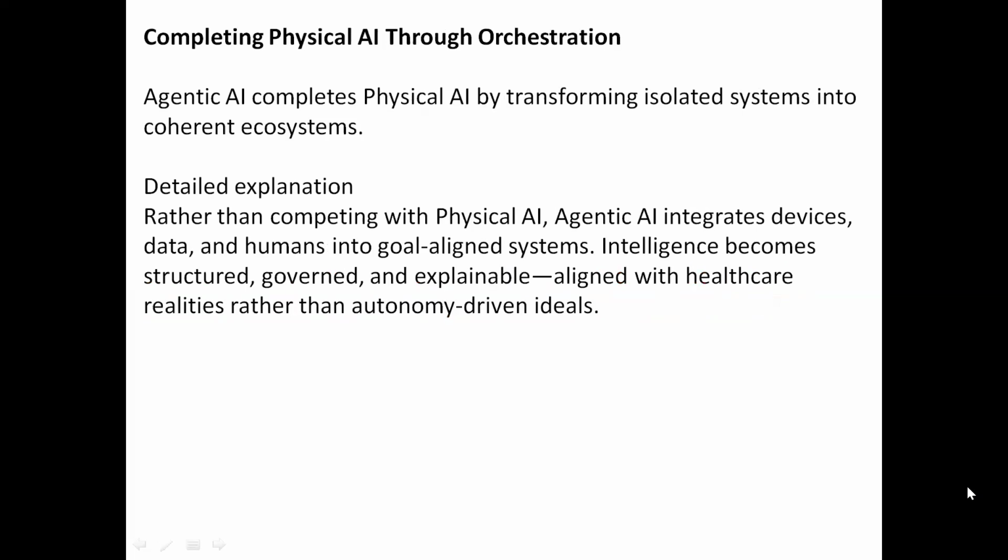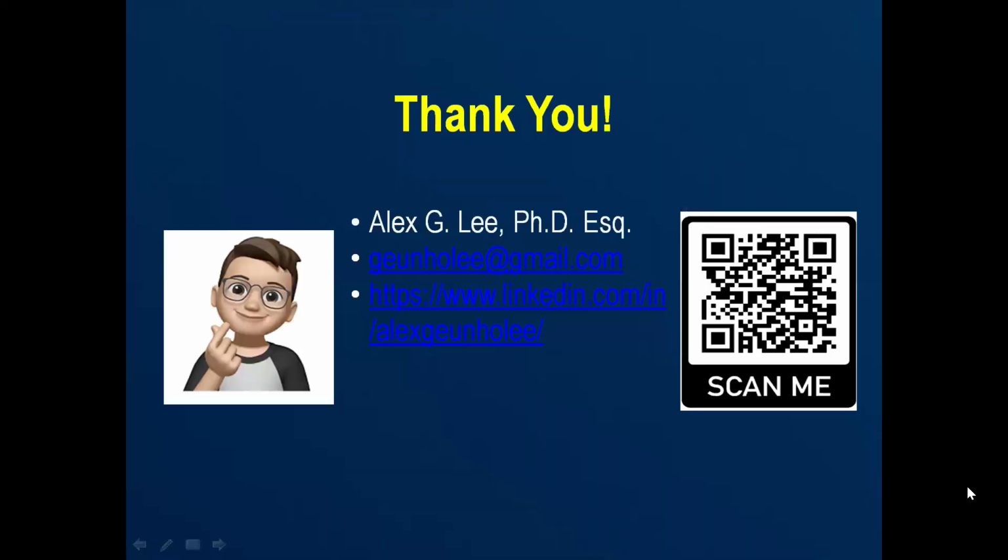So I propose that physical AI can be completed through orchestration. Agentic AI completes physical AI by transforming isolated systems into a coherent ecosystem. Rather than competing with physical AI, agentic AI integrates device data and humans into a goal-aligned system. So intelligence becomes structured, governed, and aligned with healthcare realities rather than autonomy-driven ideas. Okay, so that's it.